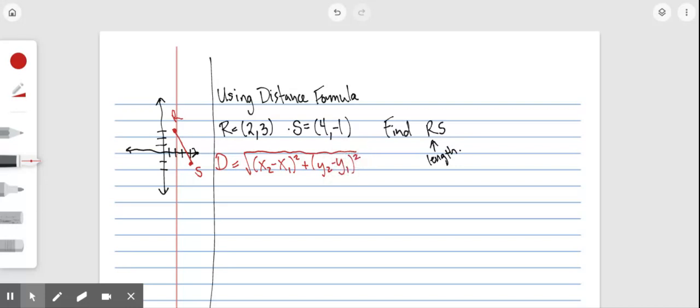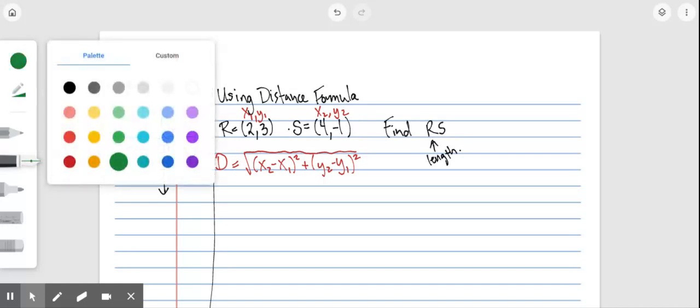Before I get started, I'm going to label my R and my S. I'm going to label R (x1, y1) and my S (x2, y2). Now, you might ask, does it matter, Ms. Miller, if I call R x1 and y1 or x2 and y2? No, it doesn't matter. Absolutely not. One of them is an endpoint. You will get the same answer regardless of which direction you put those numbers in.